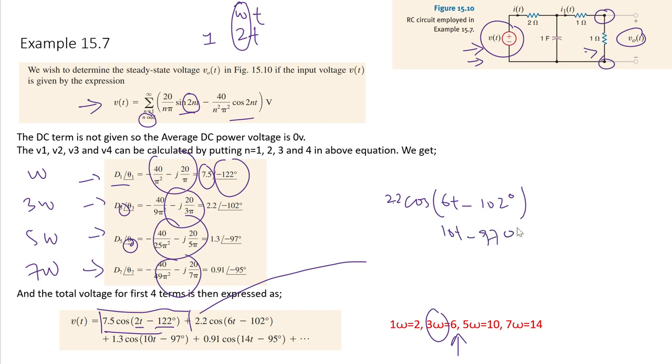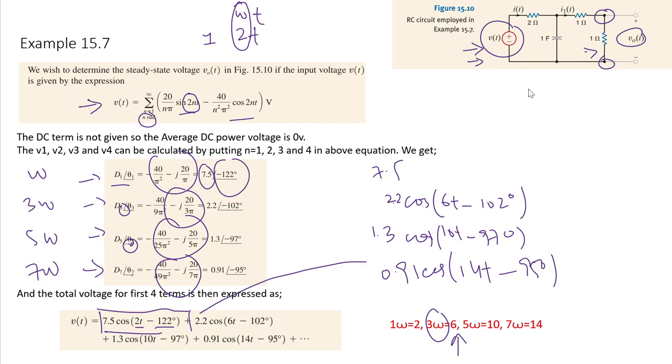97 degrees minus, and it is cos, and its magnitude is 1.3. So the fourth one is 0.91 cos of 14t. Why is it 14? Because there is a 7 term and omega is 2, so 7 multiplied by 2 is 14, minus 95 degrees. So we can clearly see that the magnitude has dropped significantly from 7.5 to 0.91.